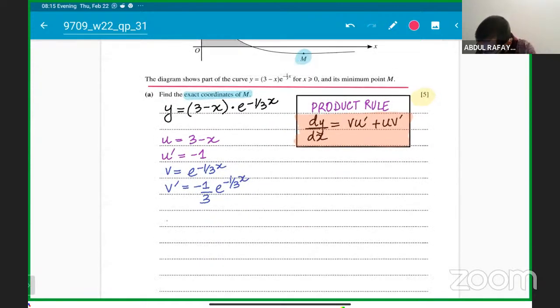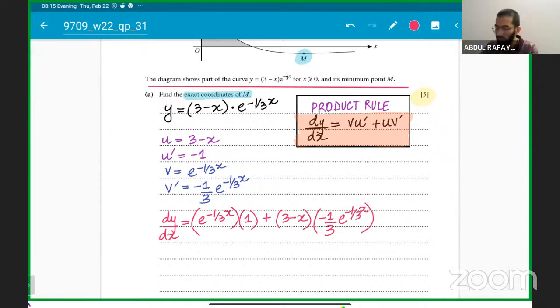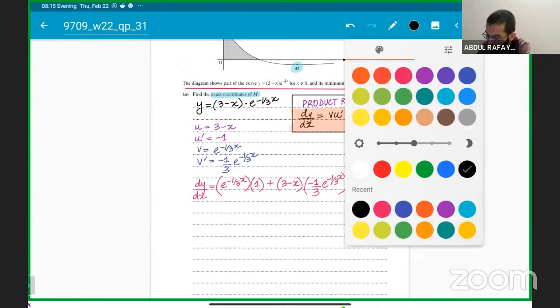It will be dy over dx is equals to vu dash. So e power negative 1 over 3x times of 1 plus u, that is 3 minus x, times of negative 1 over 3 e power negative 1 over 3x. Is everyone clear with me? Following, guys? You have to simplify and get the answer then.